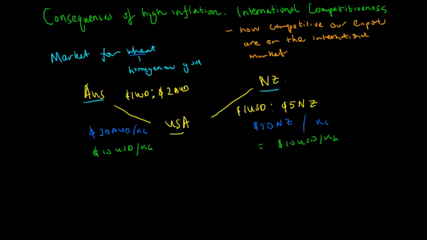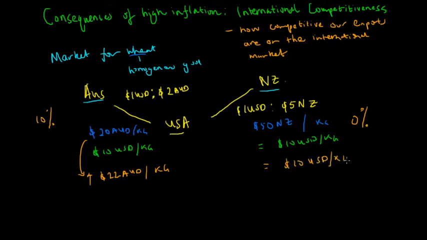But let's see how inflation can actually affect the price of wheat. Let's say Australia's inflation rate is 10%. So this basket of wheat would then increase to $22 AUD per kilo. And since New Zealand's inflation rate, we're going to assume, is 0%, a kilo of wheat would stay the same at $10 USD per kilo. However, if we're assuming the exchange rate for Australia and the United States stays the same at 1 to 2, we can see now that the price of wheat in US dollar terms has now increased to 22 divided by 2 equals $11 USD a kilo.